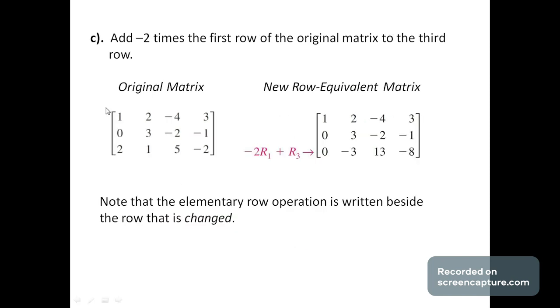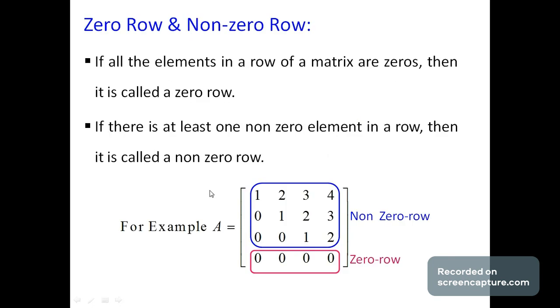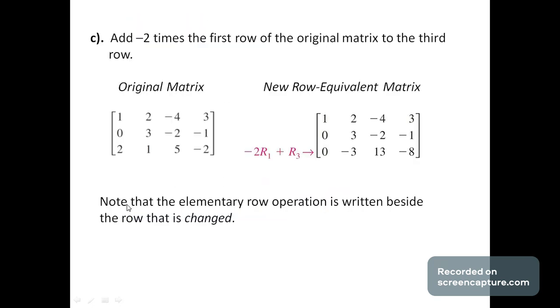Next, the third one: add minus 2 times the first row of the original matrix to the third row. The third row is 2, 1, minus 5, 2. These elements are added to the first row, which is multiplied by minus 2. The result becomes as shown in the new matrix. Note that the elementary row operation is written beside the row that is changed.